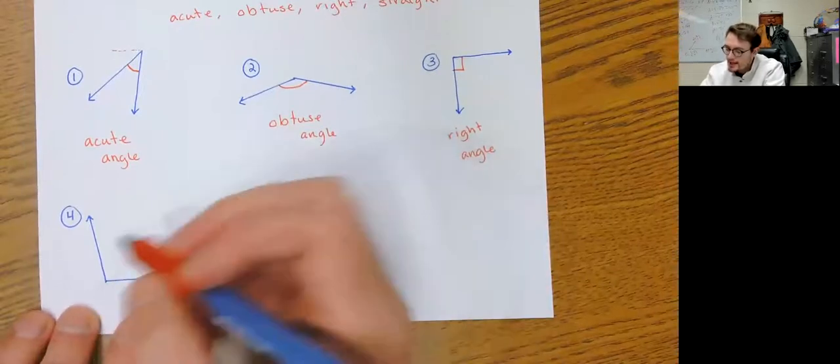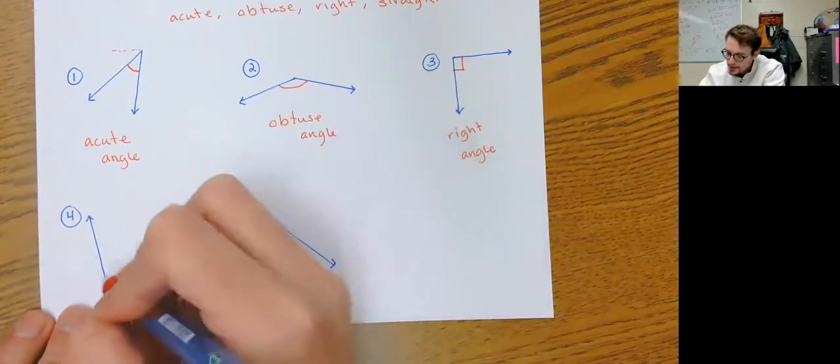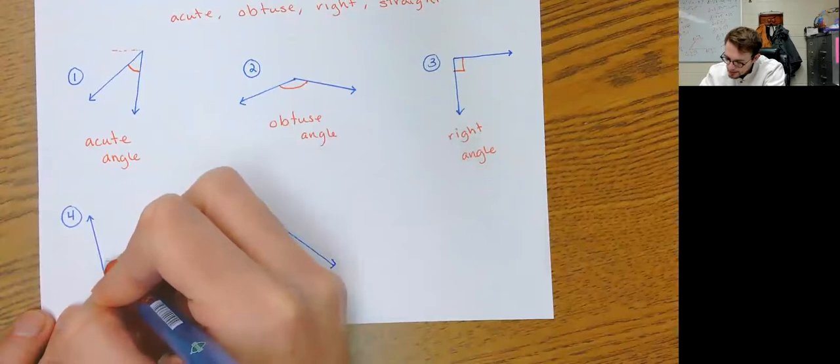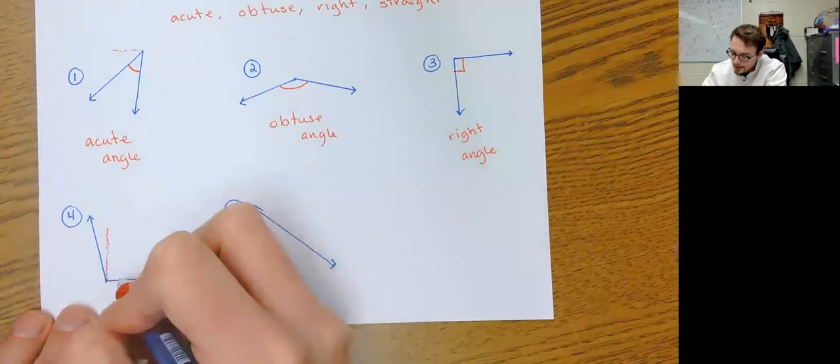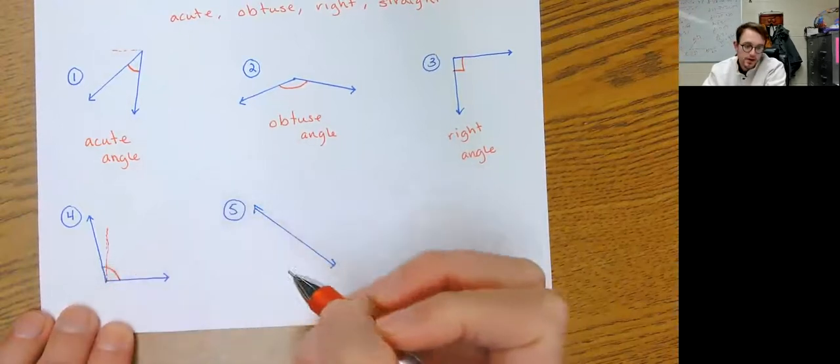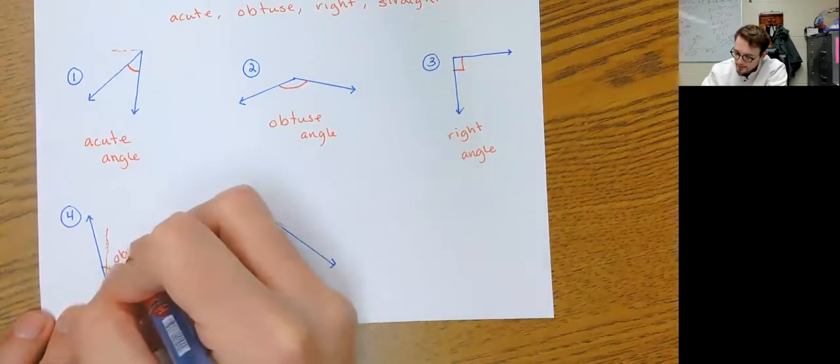This one here is an example of what I mean by I drew it so that it's a little bit close of, well, that's probably what a right angle would be. So it's a little bit bigger than a right angle. So I would say that this is obtuse. So obtuse angle.